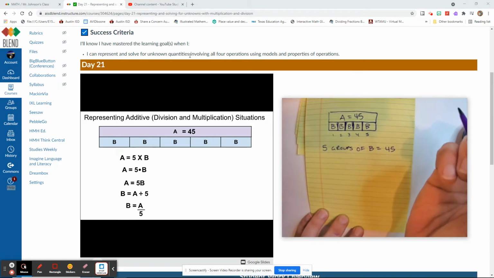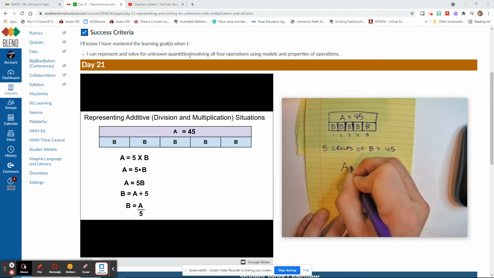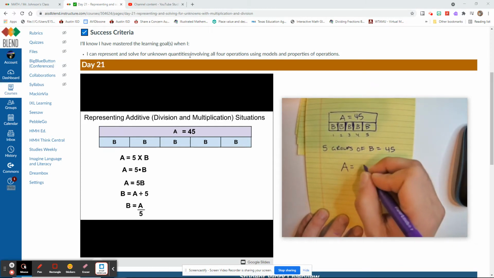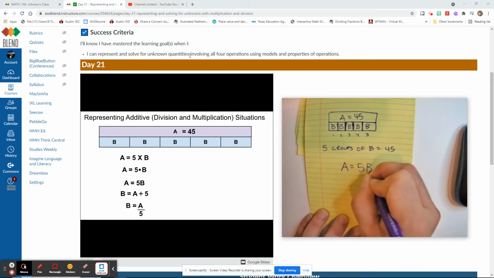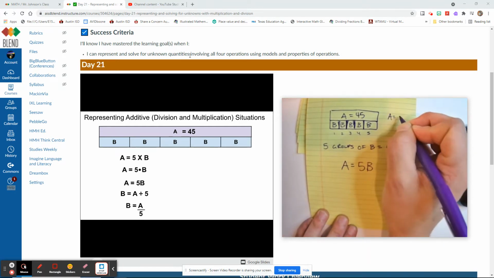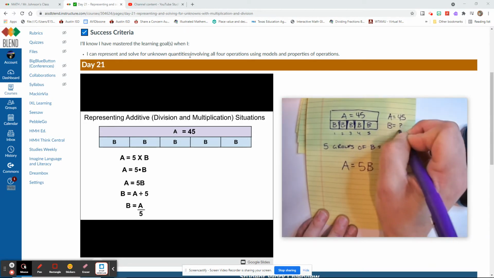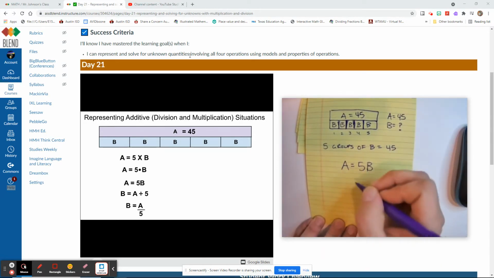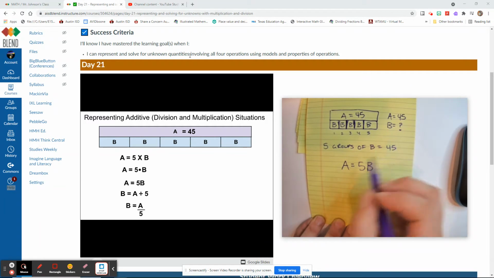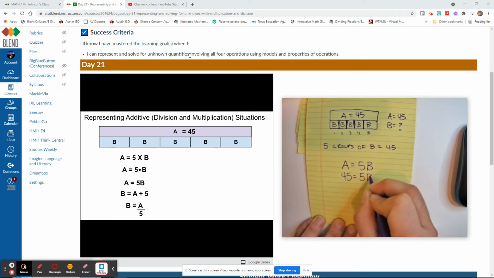All right, I'm going to go ahead and pick the one that we first used, which was A equals 5B. But this time we know that A equals 45. We do not know what B equals yet. That's what we're going to figure out. So let's replace A with 45. So 45 is equal to 5 times B.